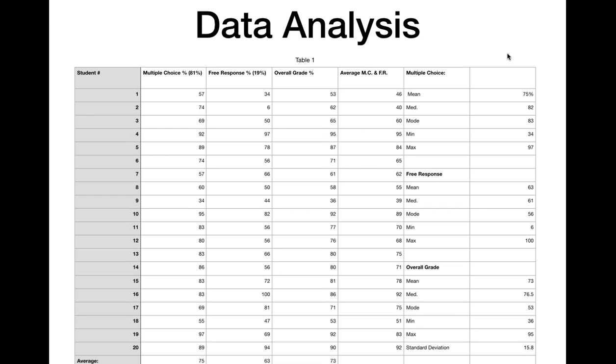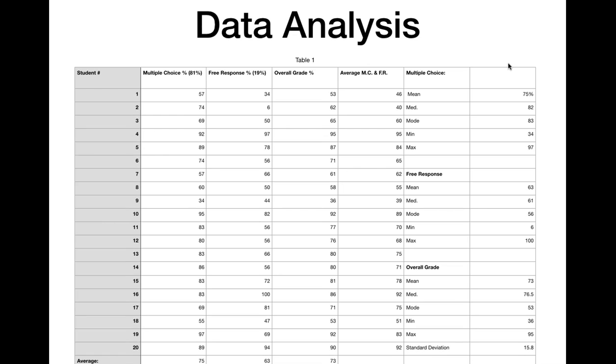Free response, kind of the same thing. Notice that my lowest grade was a 6, and this isn't out of anything, it's out of 100. So they got a 6% on the free response. So now that might be the student that I want to go to and say, hey, what's going on? See if it's the same student who had the low multiple choice questions. So that's a way to kind of analyze it.